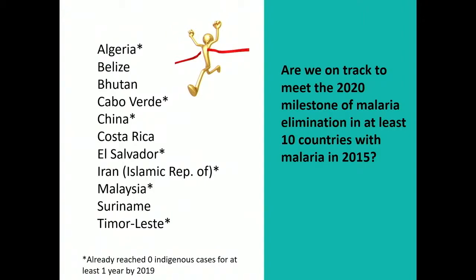So we're left with Belize, Bhutan, Costa Rica, and Suriname, all of which reported fewer than 100 indigenous cases last year, and so still are on track to reaching 0. None of this is guaranteed. We continue to do everything we can to support the national malaria control programs to prevent reestablishment, but we all know that anything could happen between now and the end of 2020.